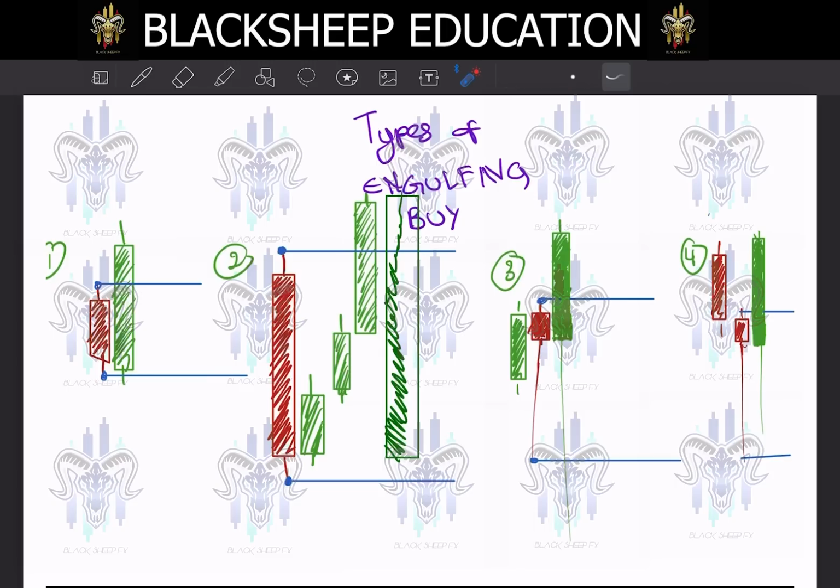And then for example like this, the green candle on the right overpowered the left candle's highest point. So how do we mark the zone? From the highest part of the red candle until the lowest part of the red candle. This zone is then the engulfing buy zone. And for example like this, the green candle overpowered this red candle. So we take the highest part of the red candle down to the lowest part of the red candle.